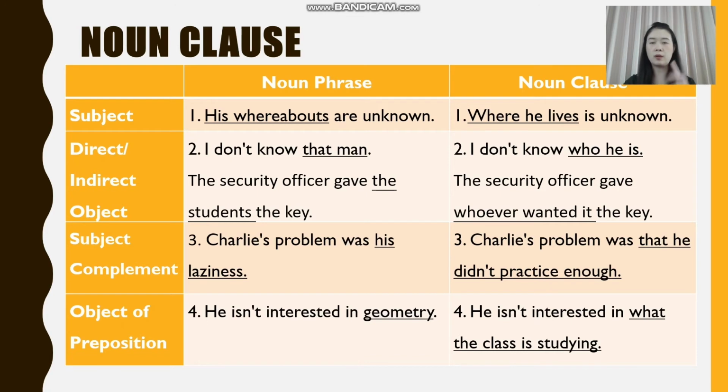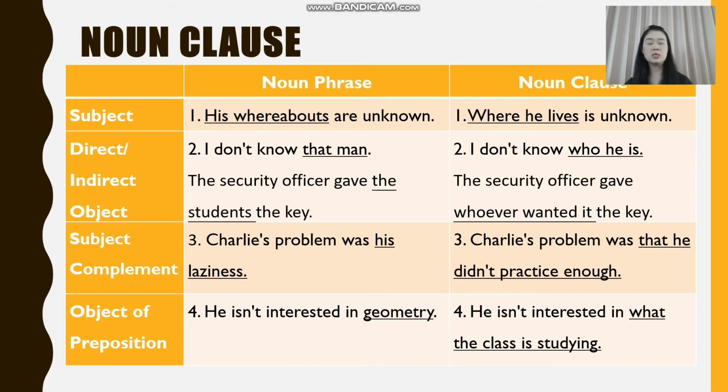The first one for the noun phrase: he isn't interested in geometry. Okay, geometry, that is the noun phrase, because only one word can be the noun phrase, right? But for the noun clause, what we have here: he isn't interested in what the class is studying. Okay, hopefully that's not my class, please. So in what the class is studying, this is the object of the preposition in.